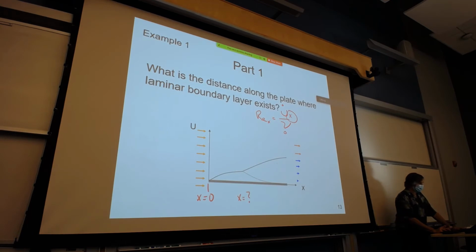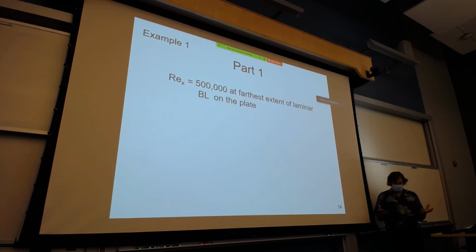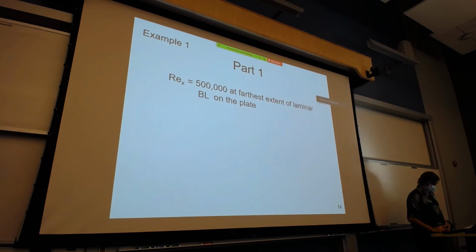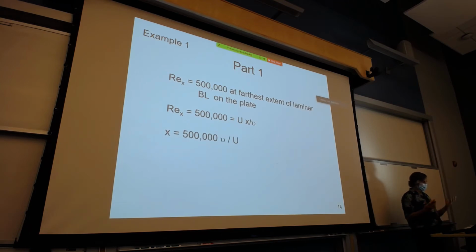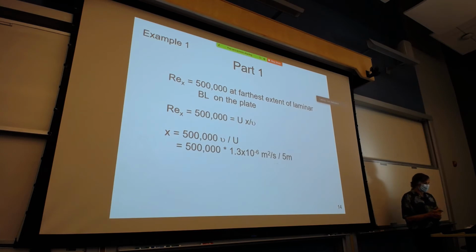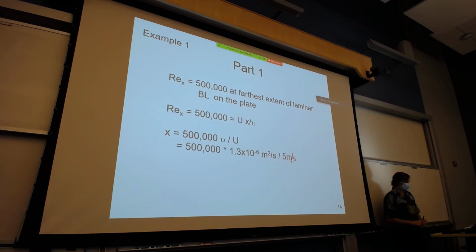Okay, so this is where we were. At a boundary Reynolds number of 500,000, that would be the farthest extent x where laminar conditions can exist. The boundary Reynolds number is ux over nu, so we rearrange this equation and isolate x. X is equal to 500,000, the limiting boundary Reynolds number for the laminar zone, times the kinematic viscosity of the fluid, divided by the free stream velocity, which in this case is the velocity of the plate. When we substitute in the kinematic viscosity of water and the velocity of 5 meters per second, that gives us a distance of 0.131 meters.